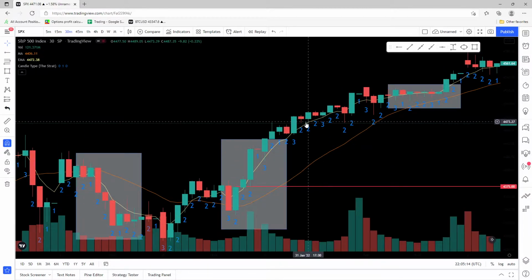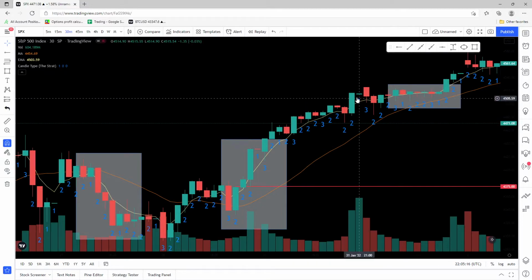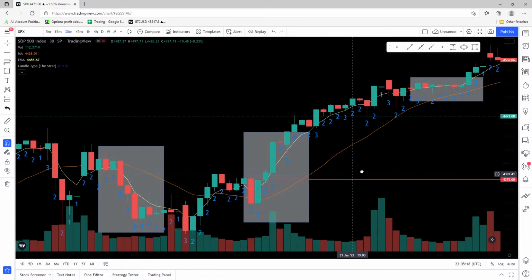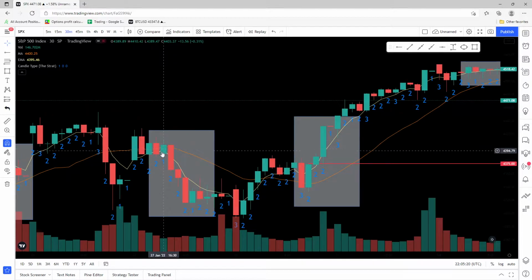So you have an inside one. That is when the candle, like you see this green one right here, the high of this candle did not go higher than the previous, so it didn't break the previous high, and then the low of this candle did not break the low of the previous candle, right? So basically this inside one fits inside of that too, so you have an inside one.